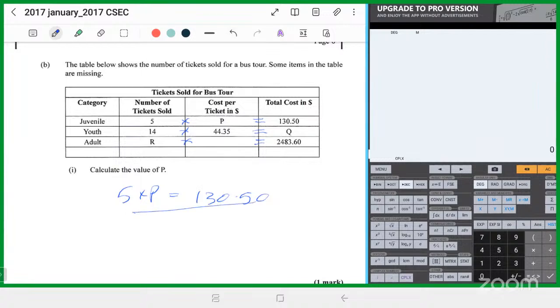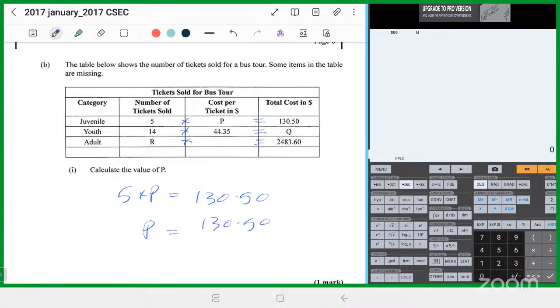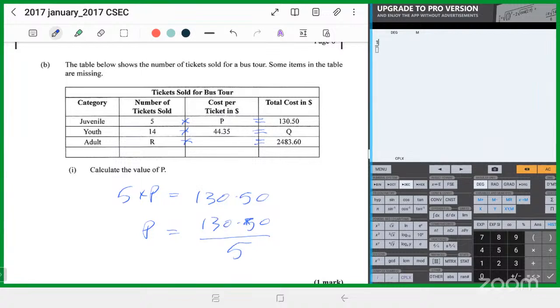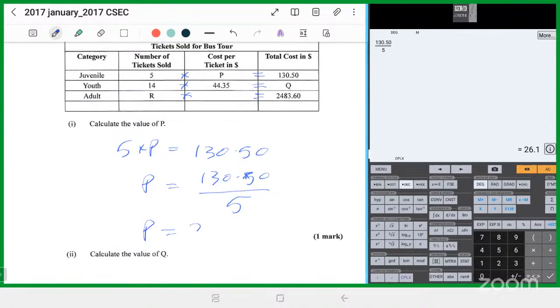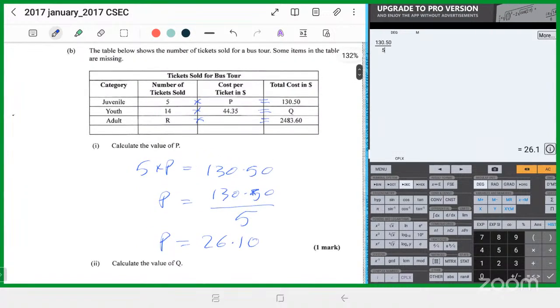So to find P, I just need to divide by the 5. And so P is going to be 130.50 divided by 5. I'm going to do that calculation. That's 26.1. And because it's money, you have to put 26.10. So P is 26.10. That's the value of P, and the cost of a juvenile ticket is $26.10.